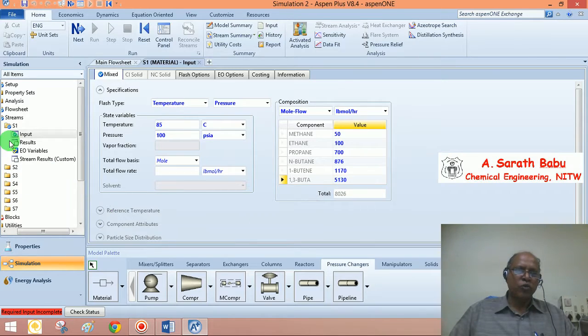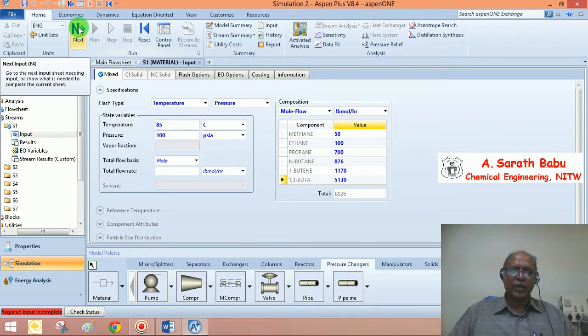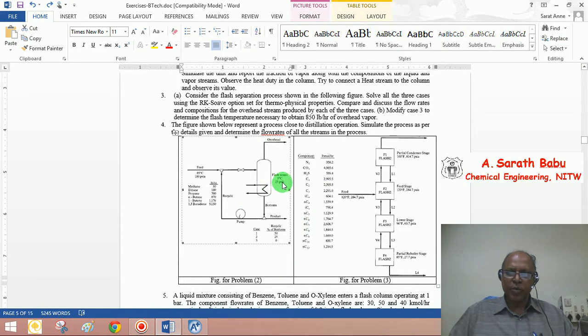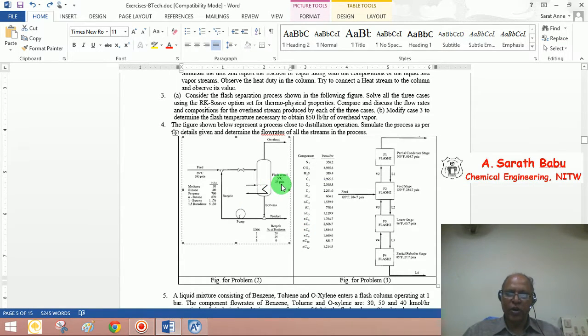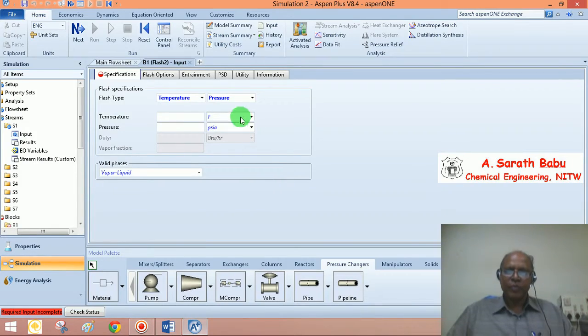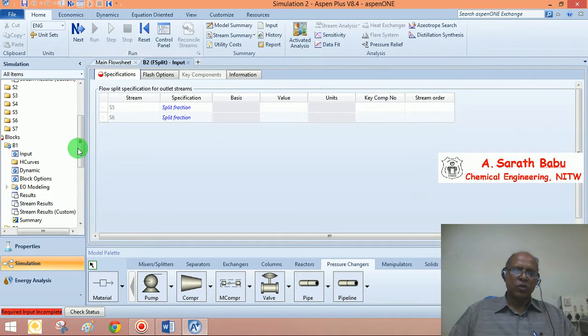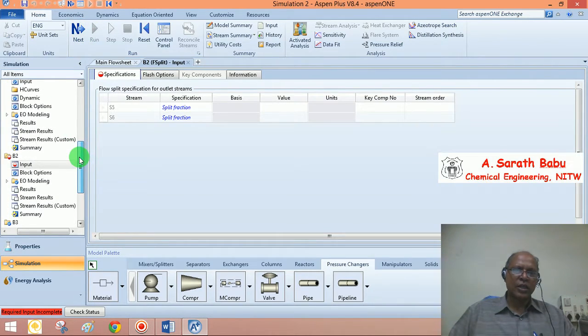Yes, we were able to specify stream 1. Go to the next input screen. Now you can see the flash column is operating at 5 degrees centigrade and 25 psia. So 5 Celsius and 25 psia, vapor-liquid. Say next. So the information with respect to the block is complete.